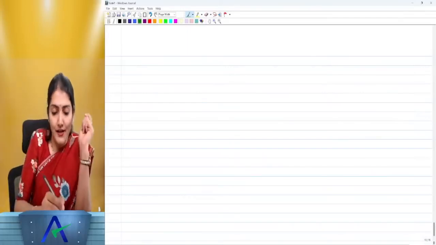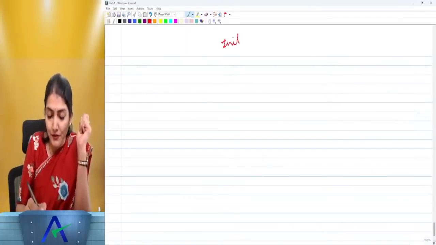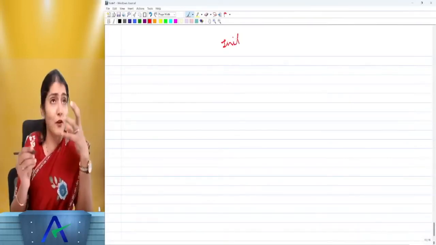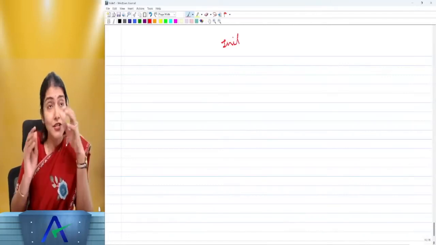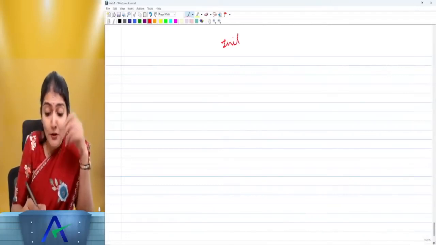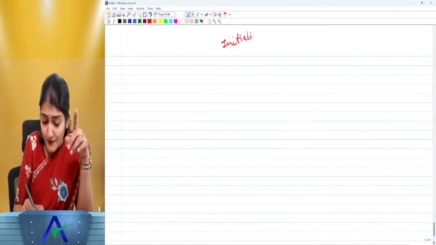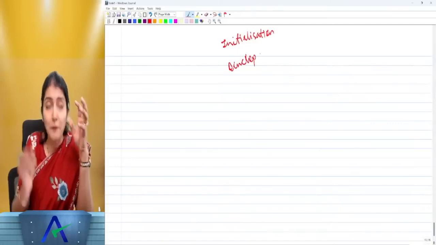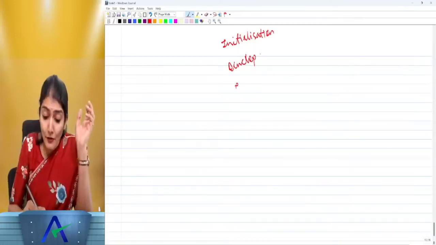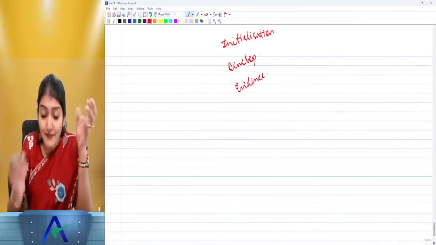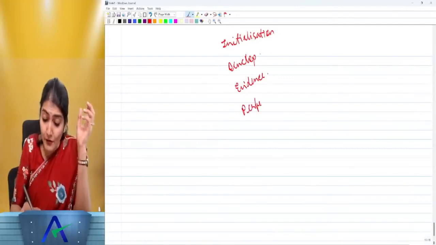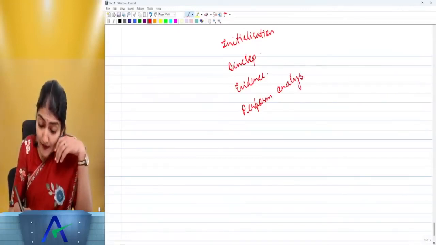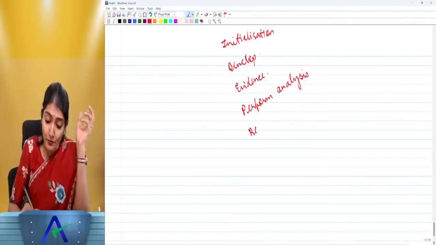So initialization, correct. First, you need to initialize. That is, you need to know the utility, the objective, the scope of the audit. Then once you know the initialization, based on that, you develop your plan. Then based on the plan, you obtain the evidence. Then based on the evidence obtained, you perform the analysis. Then based on the analysis performed, you do the reporting.